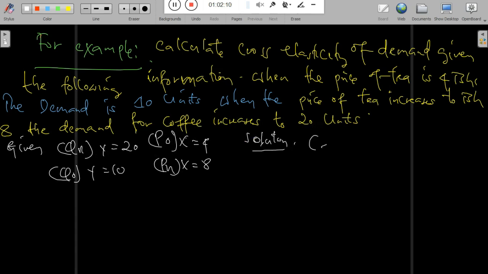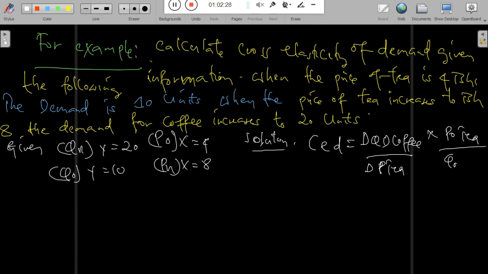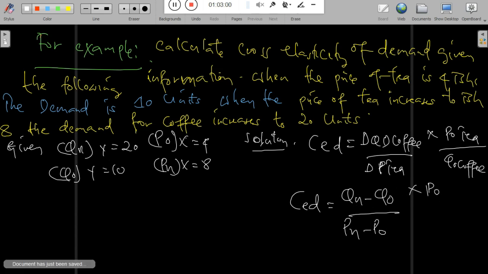Solution: now, since we have the data given, we have the current quantity of commodity Y, that is 20, and we have the original price, the base year price of commodity X, which is 4, and we have QO, the base year quantity of commodity Y, which is 10, and we have the current price of commodity X, that is 8. The cross elasticity of demand is given by the change of quantity demanded of coffee, that is commodity Y, over the change of price of tea, that is commodity X, times the base year price of tea over the base year quantity of coffee.